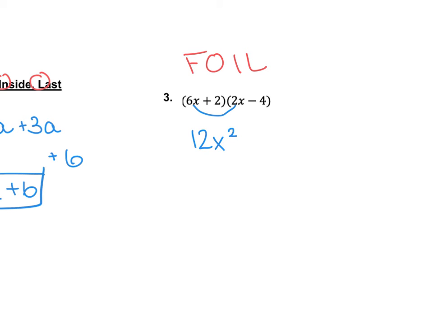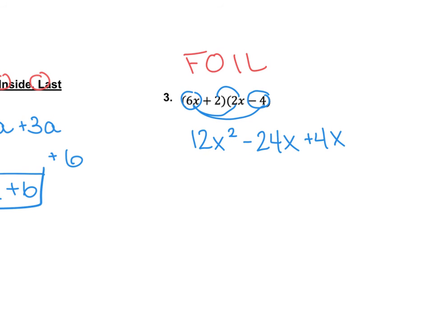And then the O represents multiplying it with the outside too. So remember, these are both on the outside of each of the sides. And so we're going to have minus 24x. And now the I is for the inside. So we're going to multiply these two. And that's going to give us 4x.